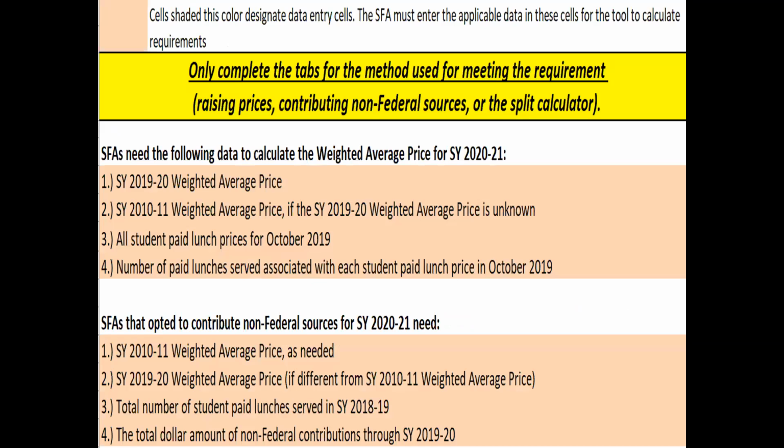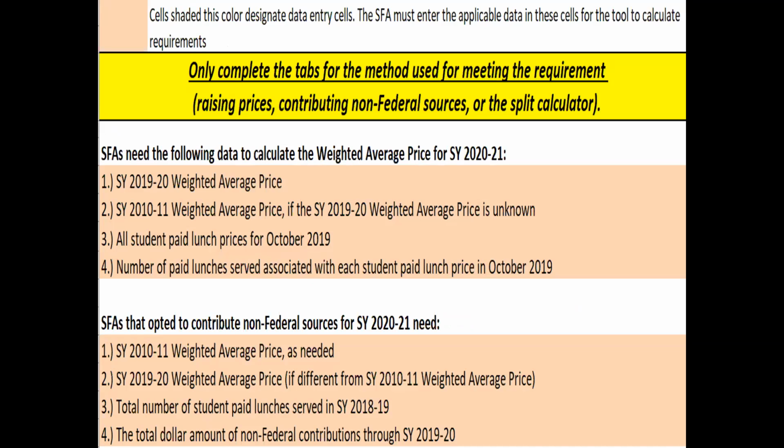So, and this slide is also from the instructions. It is giving information on what we need, and we've kind of already talked about that. We need your 1920 weighted price average, your 2010-11 weighted price average if you don't have your 1920 tool, all of your paid student lunch prices, the number of paid lunches associated with each student meal in October.